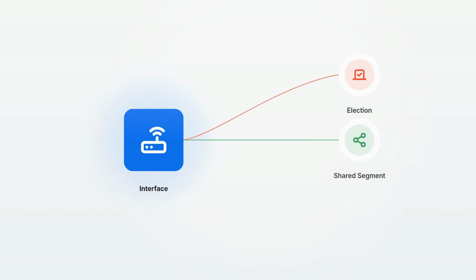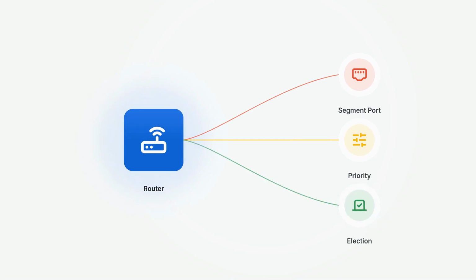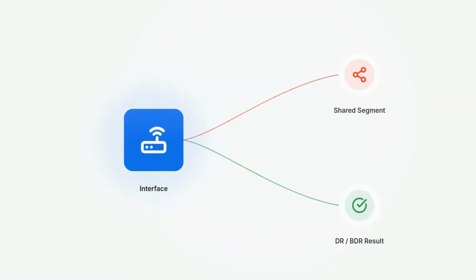On exams and in real networks, focus on the shared segment where the election actually happens. Just remember, the priority goes on the interface facing the shared segment. Visually, keep the interface, the shared segment, and the DR or BDR result tied together.